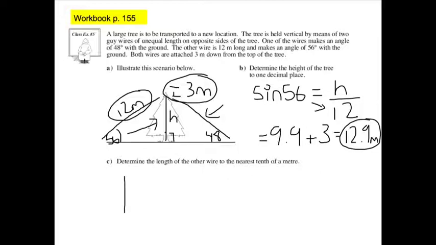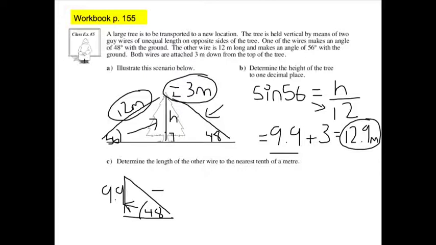Here's what we've got. Redraw the triangle. It's going to be 48 degrees. The height we found is going to be 9.9. Remember, because that wire is attached 3 meters below, we're going to use the height that we found right there. In this case, we're going to find the length of the wire. That's this right here. So we've got 48 degrees, we've got the opposite side, and we're trying to find the hypotenuse.